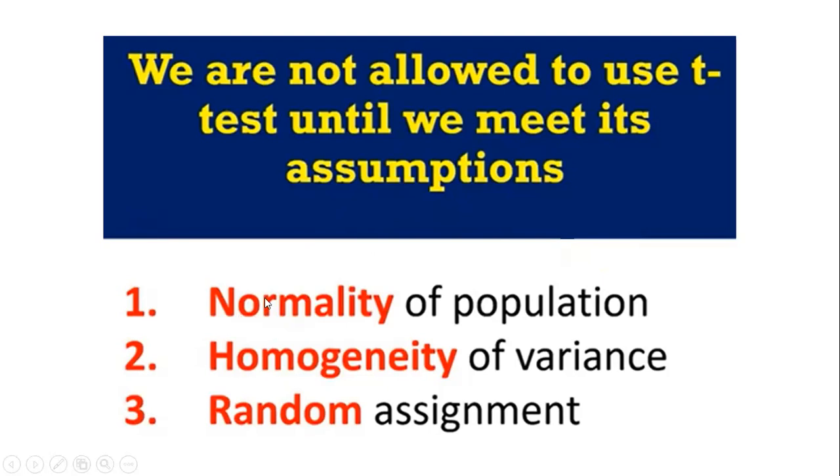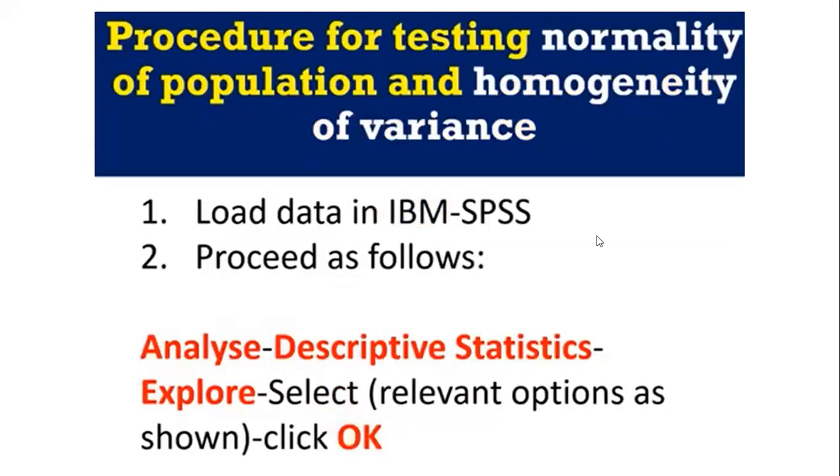Normality has to do with the population being normal. Homogeneity means there are things that make them common. Random assignment has to do with how you assign each member of the population. Then we talked about the procedure for testing normality of the population and homogeneity. You can get this done with IBM SPSS, and this is the syntax you have to follow before you can do the normality test.